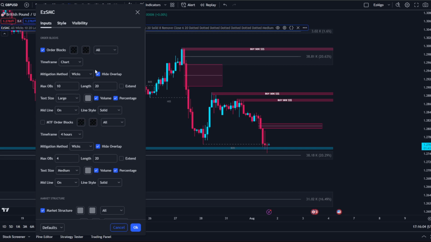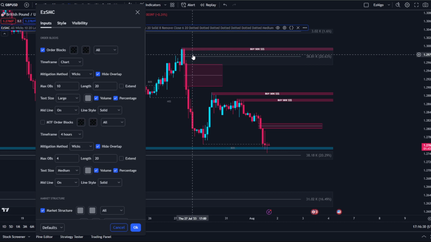Now we also have a mitigation method. So this will dictate when the order block is mitigated or not. I'd recommend leaving this on wicks or touch, right? If a price wicks through an order block, to me, that is mitigated. Even the 50% point, which would be the average, that's when an order block is mitigated because now you are filling all the orders that didn't get filled down at the order block.